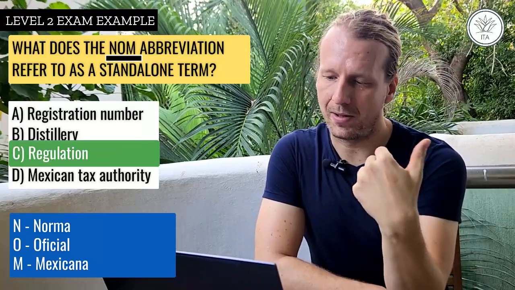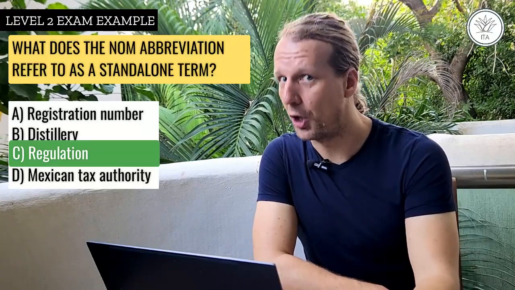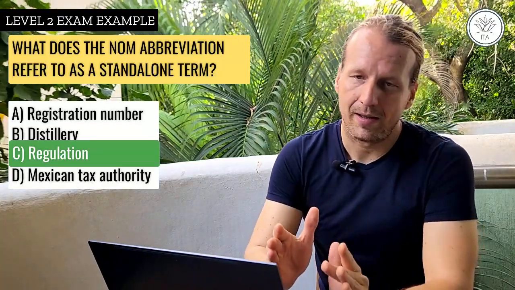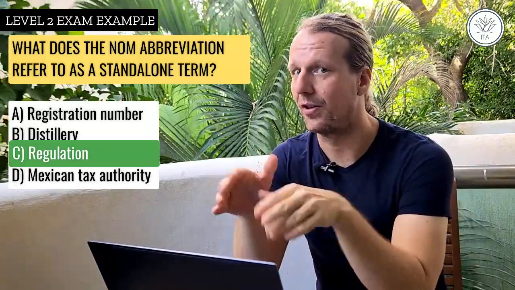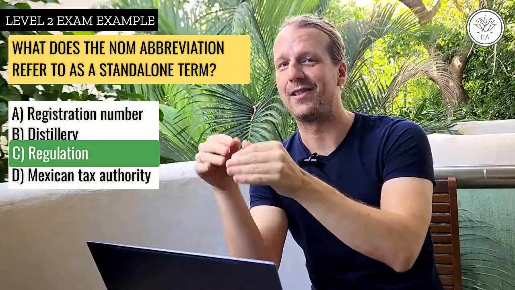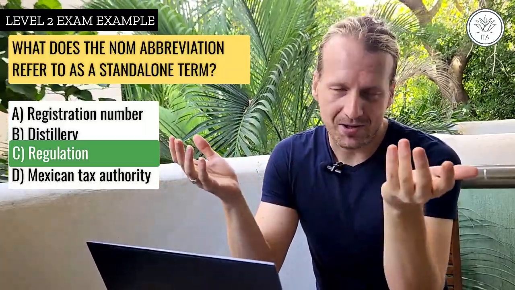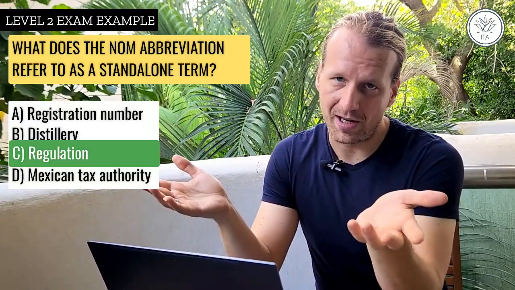Some people would put registration number or distillery, because many people use the term as NOM number, because on a tequila label, the NOM is followed by a number, but that's the registry number for the distillery, which is issued by the CRT. So in a sense, it should be CRT number, but people started to use the term as NOM number, and this is how the whole industry is now using it.